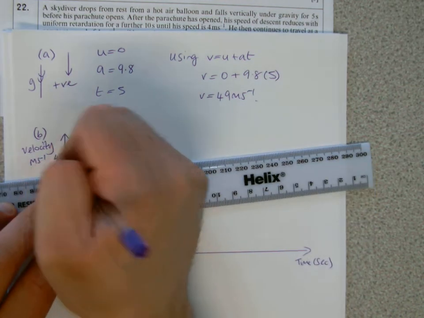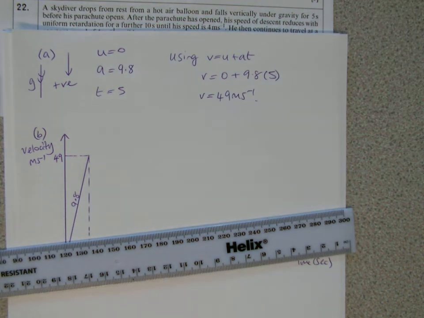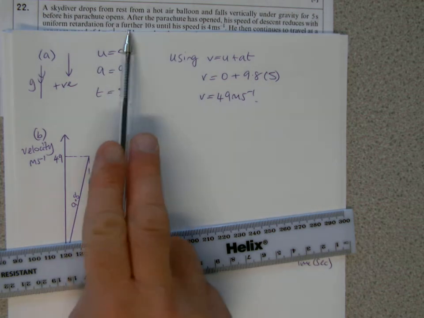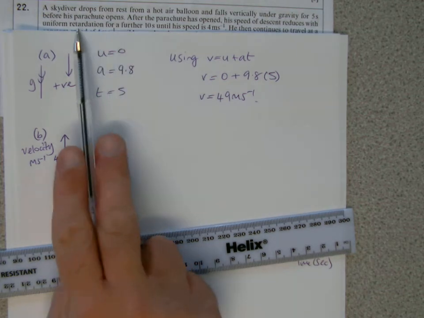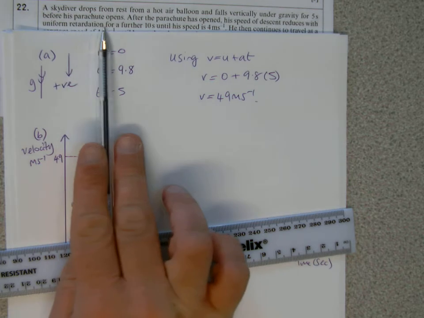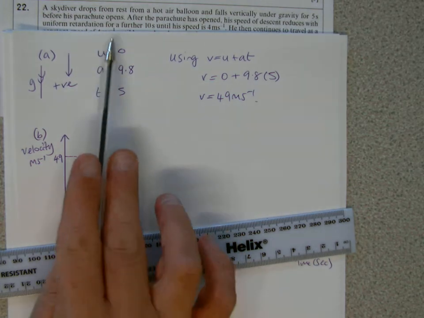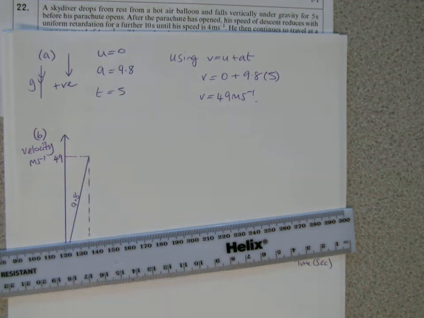Now he opens his chute and then, of course, straight away his speed's going to reduce, right? From opening this chute, it says for a further 10 seconds he has uniform retardation. In other words, he decelerates for 10 seconds.